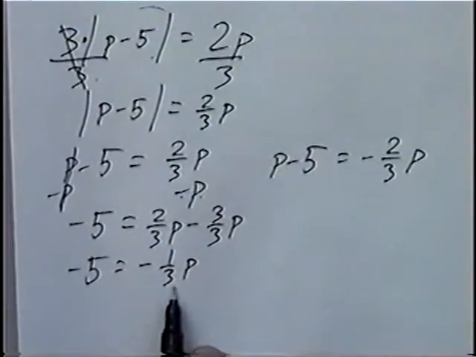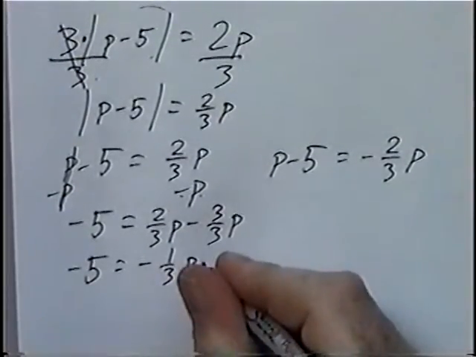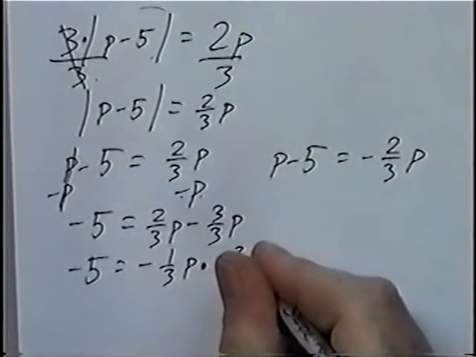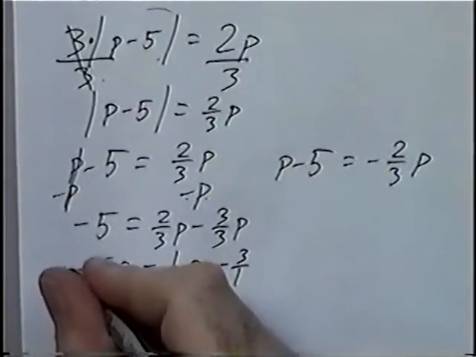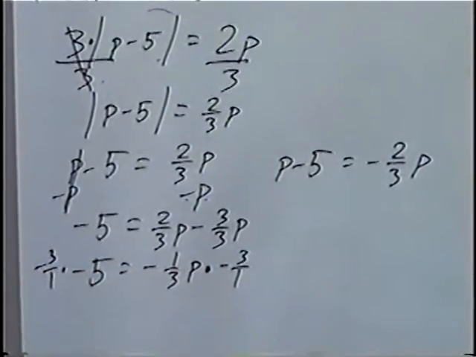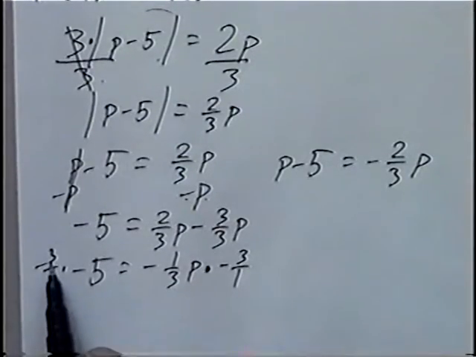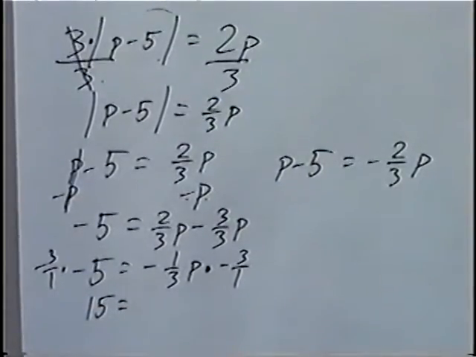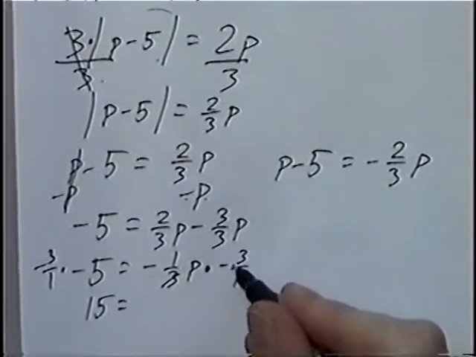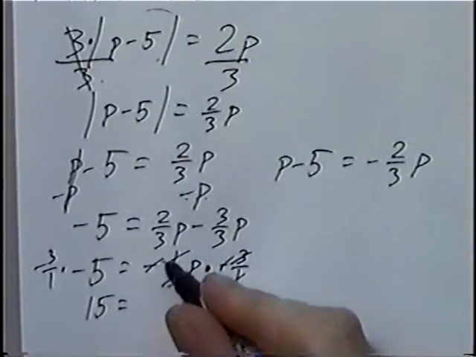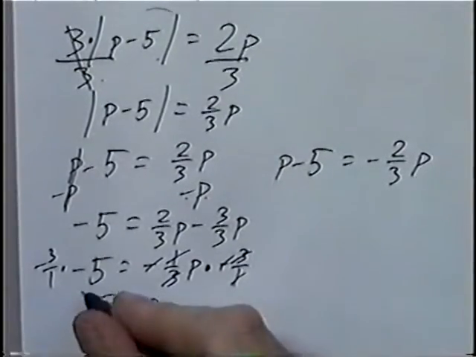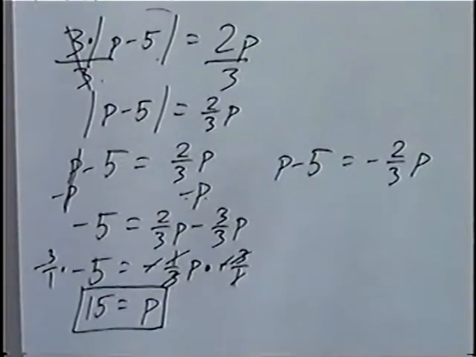To get rid of a fraction, negative 1/3 times p, we can multiply by the reciprocal. The reciprocal of negative 1/3 would be negative 3/1, which will multiply on both sides. Negative 3 times negative 5 would be 15. On the right hand side, the 3's would cancel, the 1's would cancel, and the negative cancels. So the reciprocals cancel out, and we're just left with p. So one possible answer to the first equation is 15 equals p, or p equals 15.